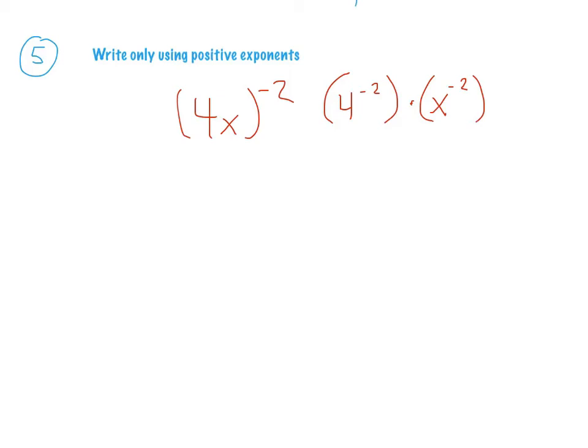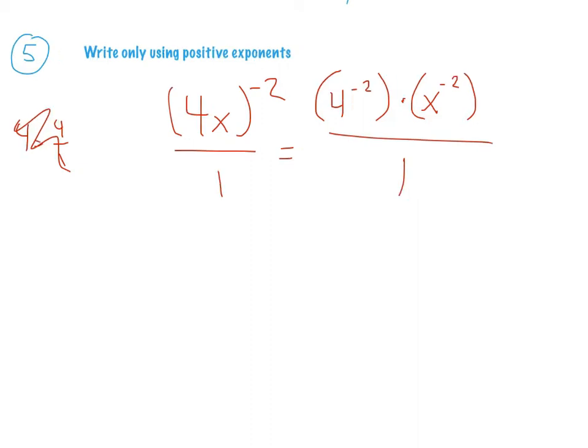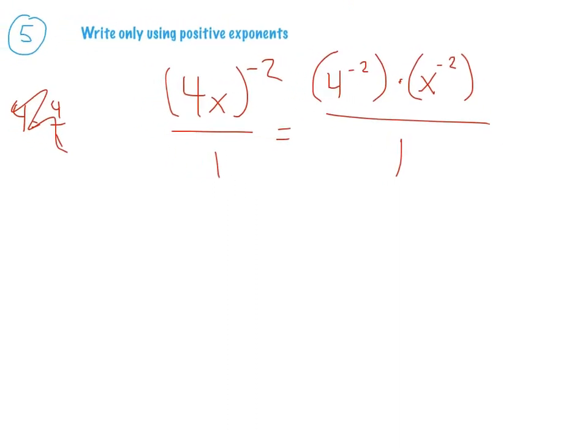And again, this thing could be rewritten as 4x to the negative 2nd over 1, just like we could say 4 is the same as saying 4 over 1. It's the same thing. So anyway, let's get back to here, which means what we changed it to could also be said to be over 1. Still, we're not changing anything. But now we got to think about it. We're writing only using positive exponents.